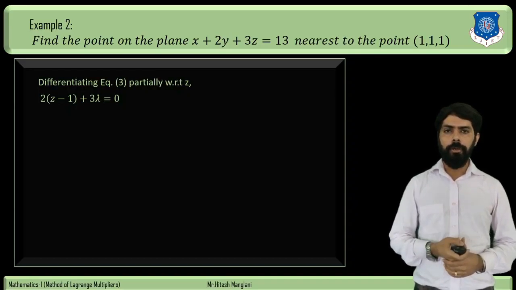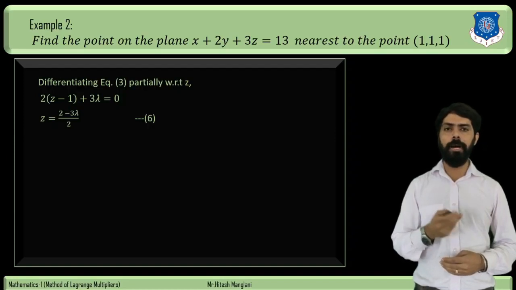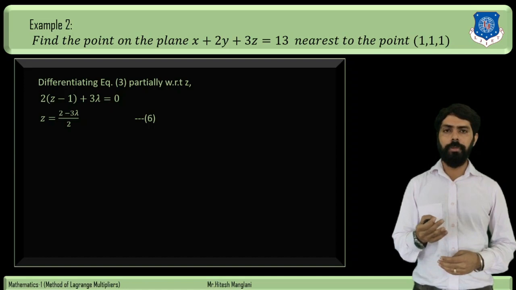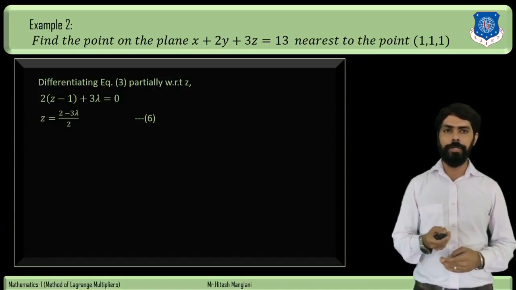Now here if we find the value of z, then it will be (2 minus 3 lambda) whole divided by 2, because z minus 1 is equal to minus 3 lambda divided by 2. So z will be (2 minus 3 lambda) whole divided by 2. Suppose this is equation number 6.